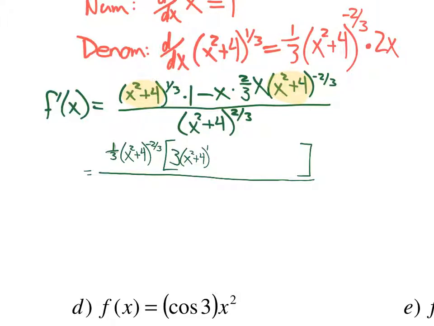All right. Now the other half of this is actually pretty easy, because we took out the 1/3. So there's an x, a 2, and an x left. And we took out this whole thing to the negative 2/3, so it's gone. So we just have x times 2 times x. So that's a minus 2x squared. That's all that's left of that second half. Okay? And then, of course, this is still over x squared plus 4 to the 2/3 power.